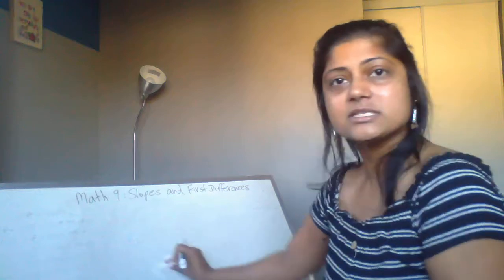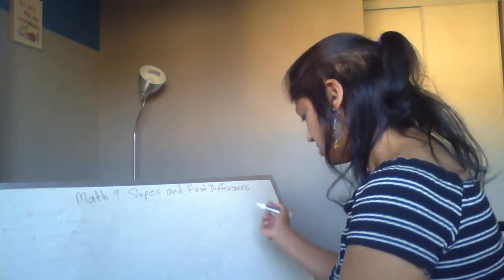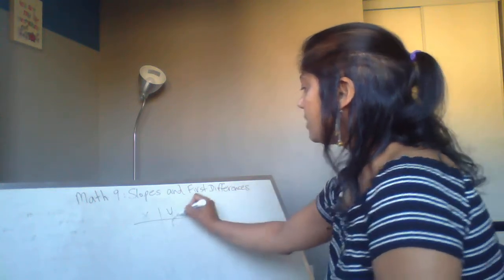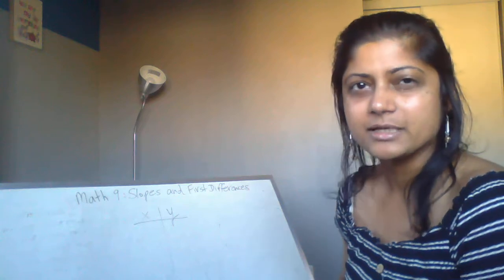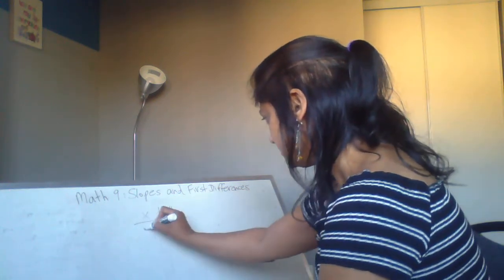Okay, and let's go into the textbook here, and let's try this example. I'm going to draw out this table here. The teacher will always give you an x and y table. Alright, so we're going to try this one.